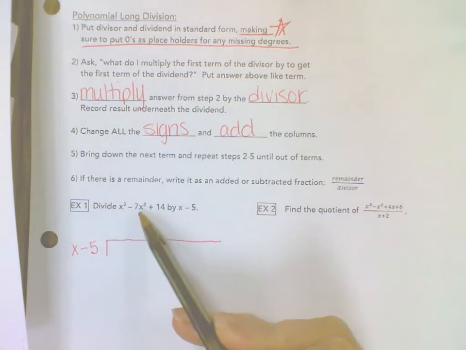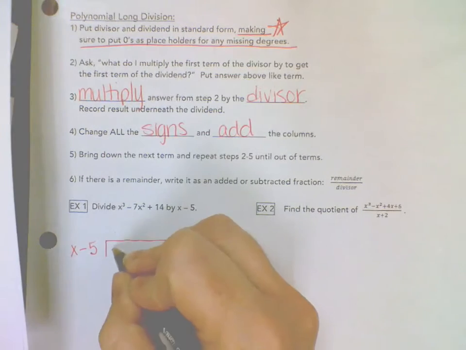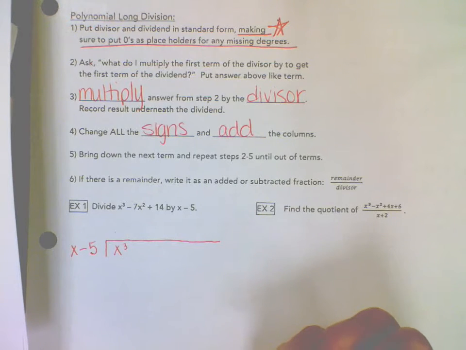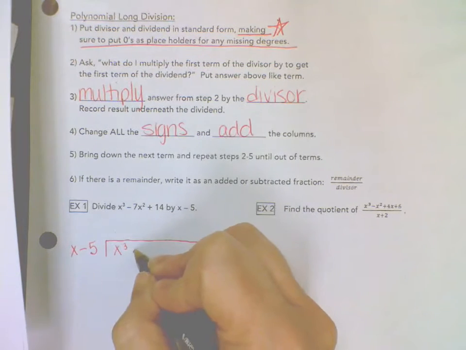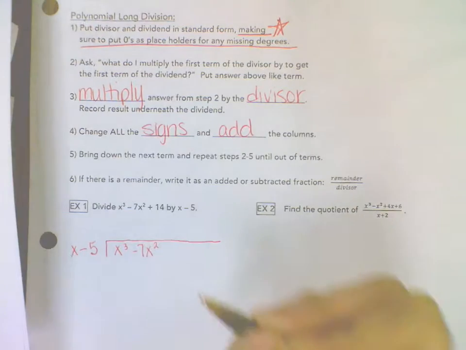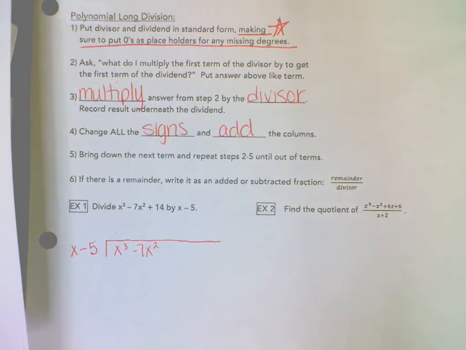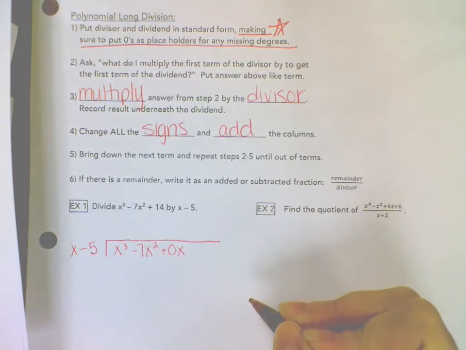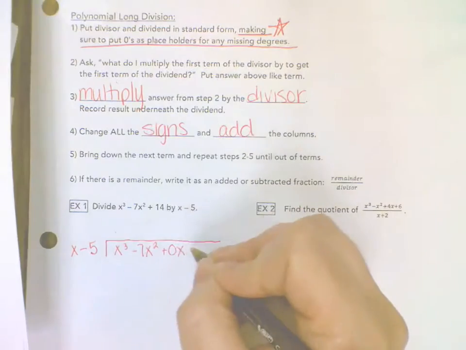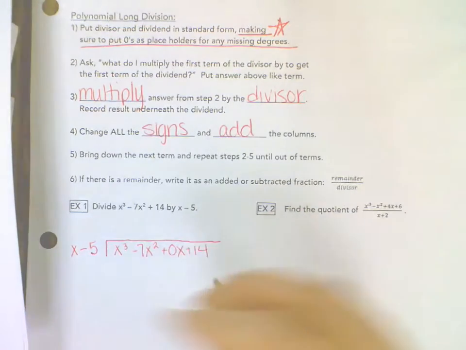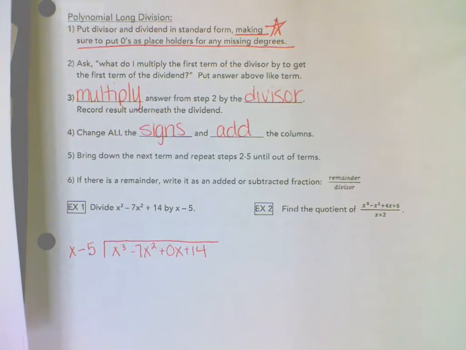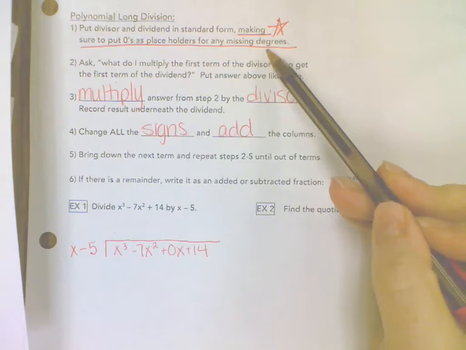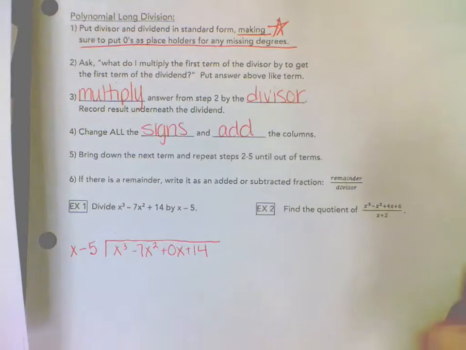So my highest exponent in my dividend is x cubed, so I'm going to start with that. After x cubed terms should come x squared terms. I do have one of those, so minus 7x squared. After x squared terms should be my linear terms. I do not have any of those, so I need to put my placeholder of plus 0x. And then after plain x's are my constant. So I've got it all set up. I've put them in the correct division form. I have used 0 as a placeholder for the missing degree here.